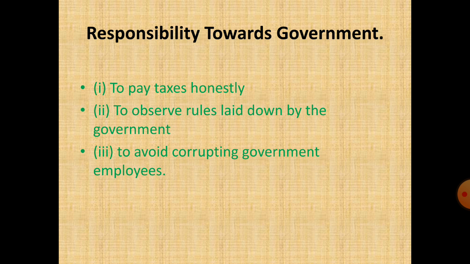The next one is responsibility towards the government. Government also plays an important role. To pay taxes honestly when you are making a good profit. If you are earning a good profit, you should declare the funds or profit generated out of the business and not hide it from taxes. To observe the rules laid down by the government. To avoid bribing government employees, which people generally do to save taxes. If they do this, the burden comes to the organization and it will bring a bad impression. This was the responsibility towards the government.